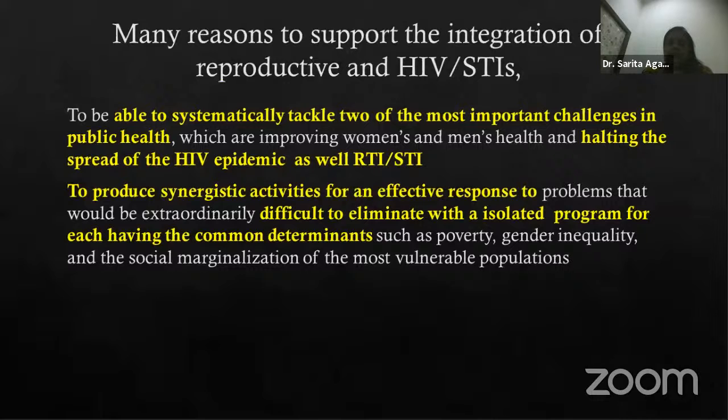Looking into all this, there are many reasons to support the integration of reproductive sexual health and HIV and STI, because this integration will be able to synergistically tackle two of the most important challenges for public health, and that will ultimately lead to halting of both the HIV epidemic as well as RTI and STI. These synergistic activities may work more efficiently rather than having an isolated program for each of these, because they share so many common things: the common interventions, the common determinants, the common strategies and the policy to take care of, or to affect, them as public health programs.